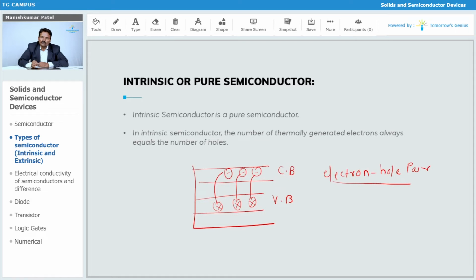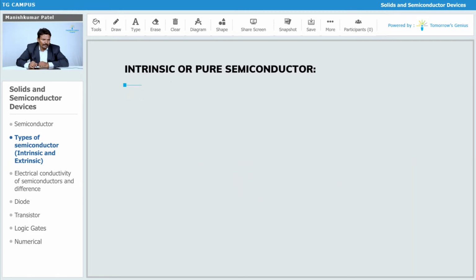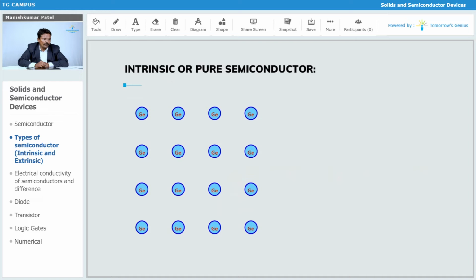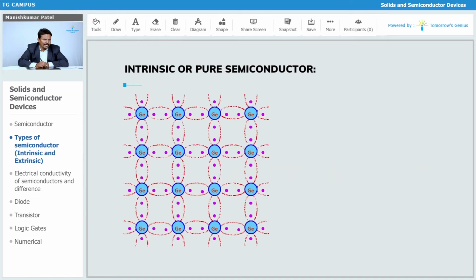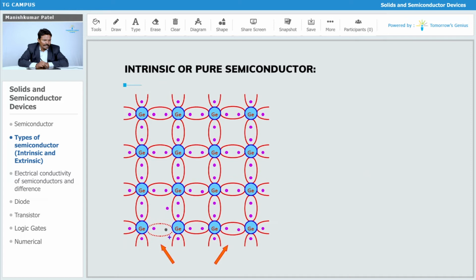And this is what we can show over here also. But the number of electron-hole pairs generated here is very few, actually very less, and we can't use them in any practical application. So this is how we can show germanium, and this is how we can show the bonding between the atoms. Now its octet gets complete over here.